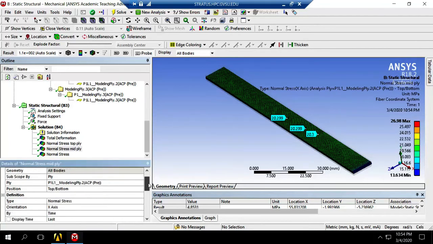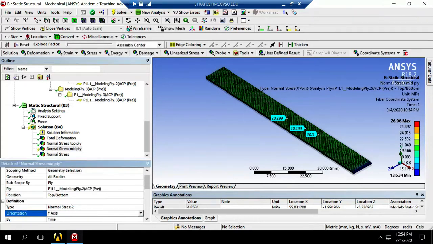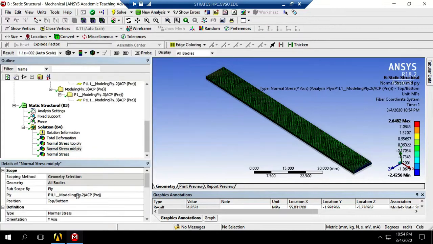So for this structure, if this is going to fail, the mid layer is going to fail first because it's carrying the highest stresses, high loads. Right? So let's look at the transverse direction. That one is not large.